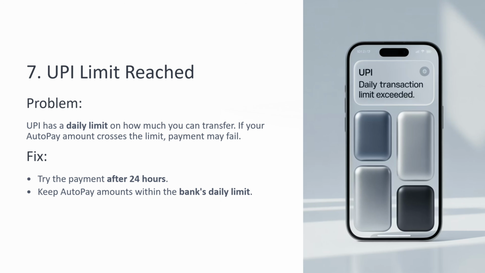Seventh problem is UPI limit reached. UPI has a daily limit on how much you can transfer. If your autopay amount crosses the limit, then payment may fail. The fix is try the payment after 24 hours and keep the autopay amount within the bank's daily limit.